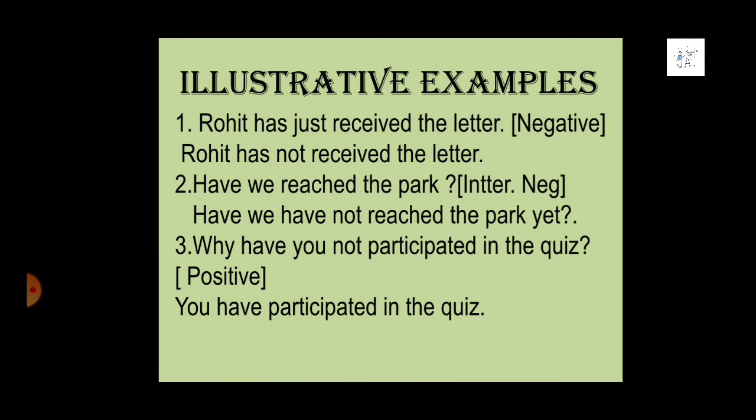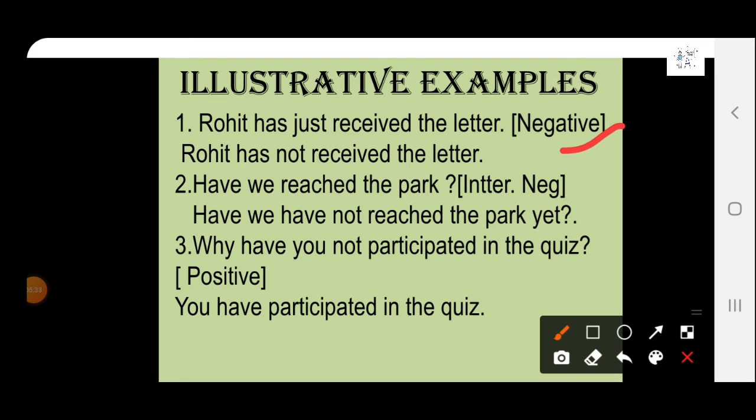Moving next, now we will see some illustrative examples of how we will use present perfect tense in different sentences. As I told you, in the negative what sentence structure we will follow, in affirmative what we will follow, and in interrogative what we will follow. So basically I have taken three examples of the same kind. First is, Rohit has just received the letter. This is a positive sentence, and this positive we are supposed to change into negative.